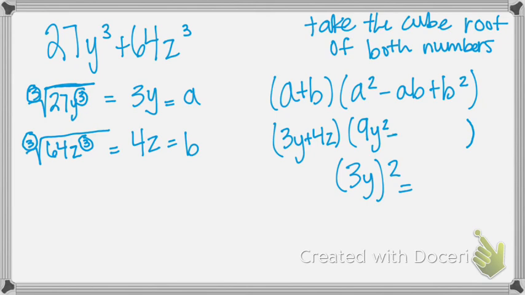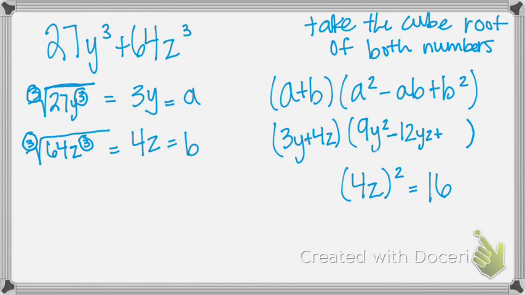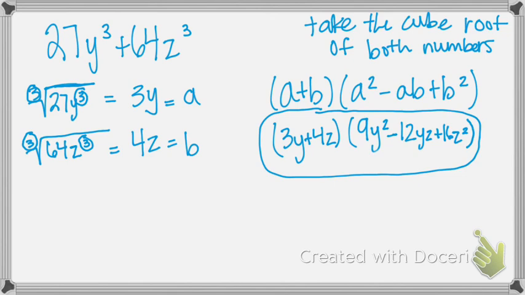All right, then we have minus A times B. Kendall, what is A times B? 12yz. Yep, 12yz. And then we have plus B squared. Grace, what would B squared be? If we have a 4z for our B, and I square that, what's 4 squared? 4 times 4, 16. And z times z is z squared. So this would be my answer for the second one. Does it kind of make sense? Kind of, sort of?